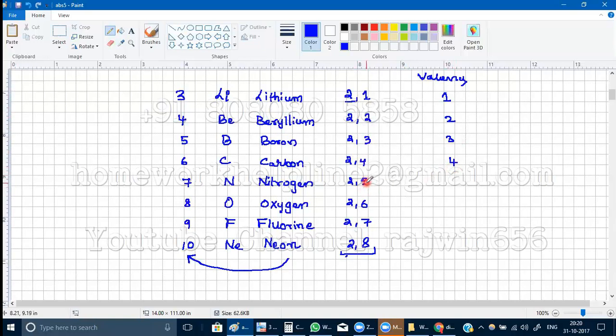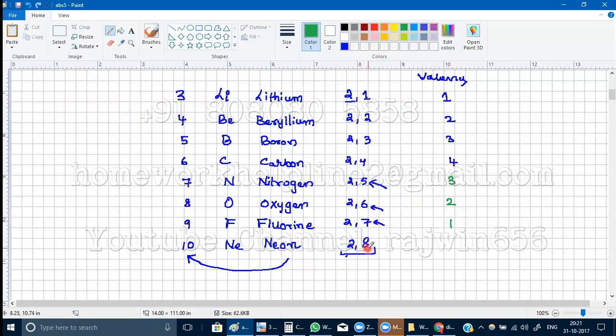Now for the next 3 elements, 5, 6, 7, they cannot give away 5, 6 or 7 electrons, but this can take 3 electrons, so 5 plus 3 will become 8. This will take 2 electrons, so 6 plus 2 will become 8. Remember, all of them have to make 8 electrons in their outermost shell. This can take 1 electron, so its valency will be 1. So the valencies are going to become 3, 2, 1.